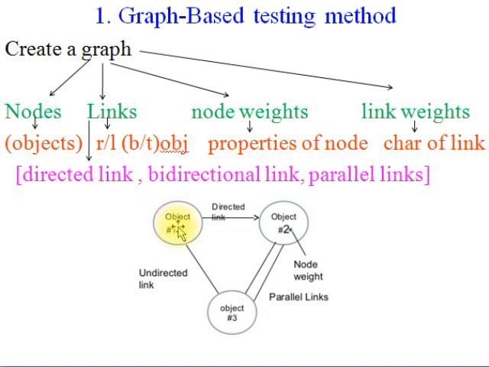Let us see, from object 1 to object 2 it is a directed graph. It is a one-way direction, so object 1 is an input and object 2 is an output. But the links between object 2 and object 3 are parallel links, and the link between object 1 and object 3 is bidirectional, so both can be an input or an output. That can be depicted with the help of graph based testing.